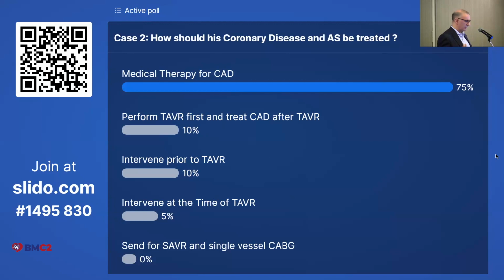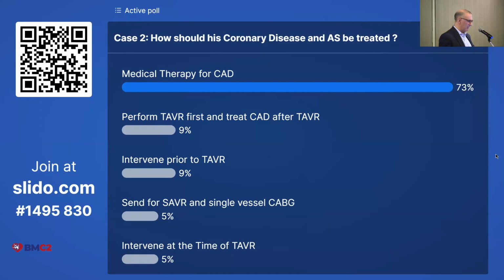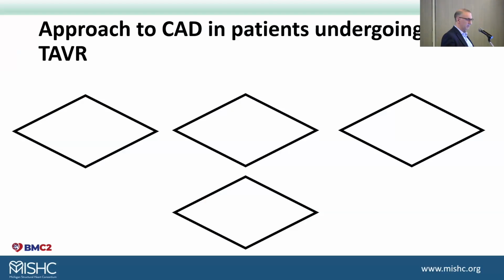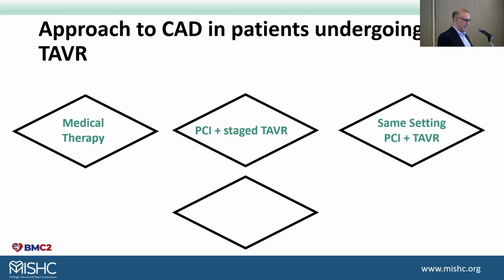Okay, so most of us would do medical therapy, perform TAVR first 10%, intervene prior to TAVR 10%. So there's about a 10-10 revascularization. Just to remember, because we'll get back to these, it was 41-41 for the first question, 10-10, and 70, a vast majority with medical therapy. So in my mind, when we approach CAD in patients undergoing TAVR, there are 4 buckets: medical therapy, which is kind of the questions I asked, PCI and staged TAVR, same-setting PCI and TAVR, and PCI after TAVR, per appropriate use criteria.